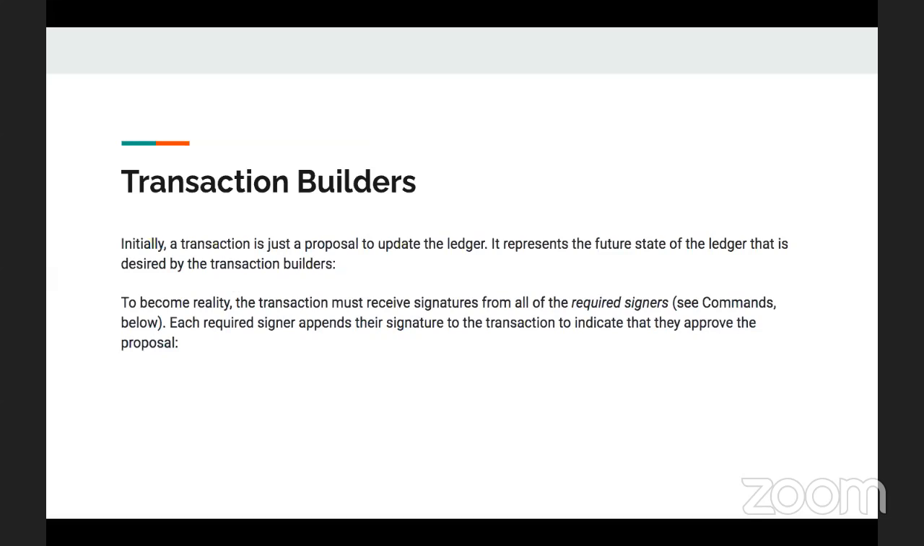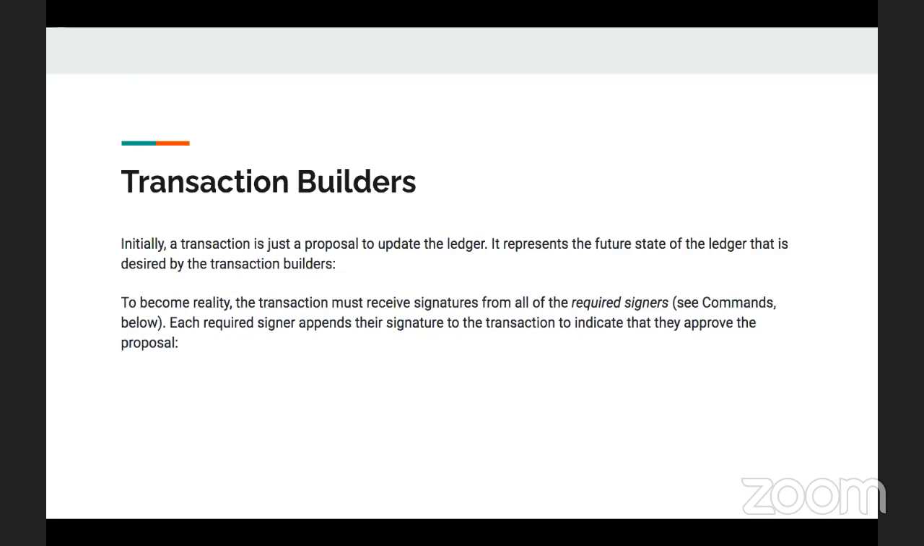And now we have seen the concept of transaction builders in the flow framework earlier, right? So initially a transaction is just a proposal to the ledger. It represents the future state of the ledger as per the reference or the template of the transaction builder. So for transactions to happen, it should receive the signature from all the required signers.